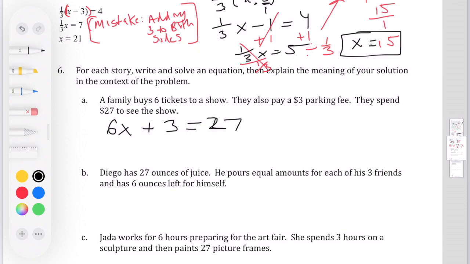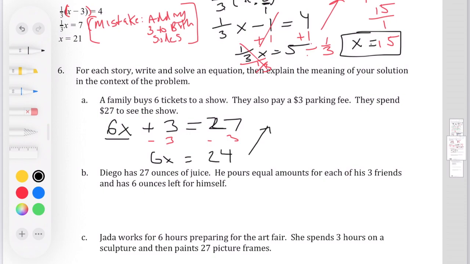So we need to be able to break down the 6x somehow to find each individual ticket cost. Well, the first thing we need to do, since we don't have parentheses, is to isolate the variable. So we subtract 3 from both sides, and we find that 6x is equal to 24.